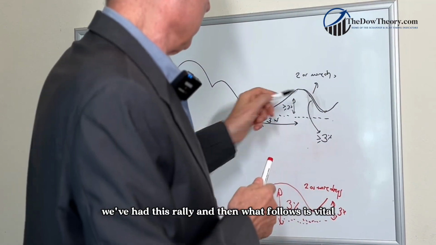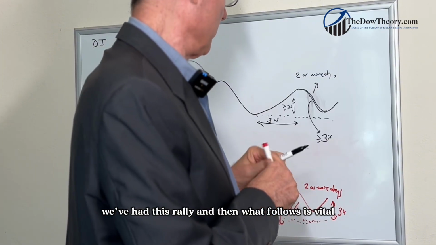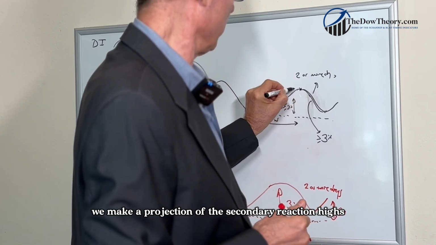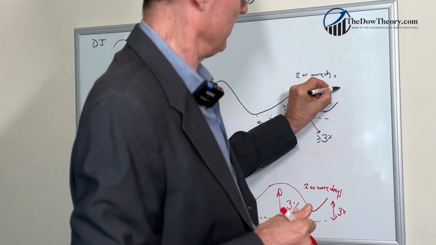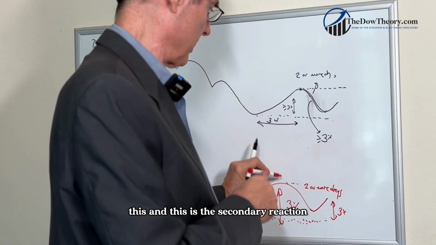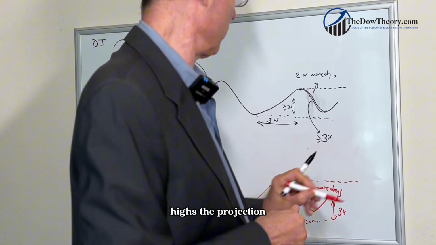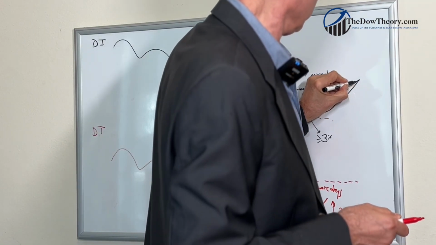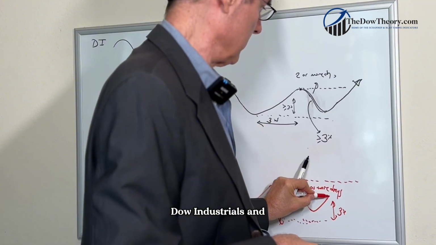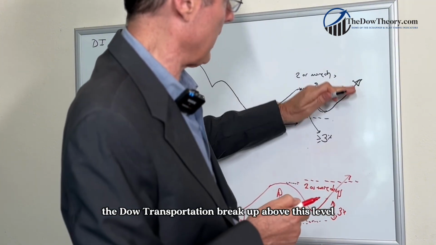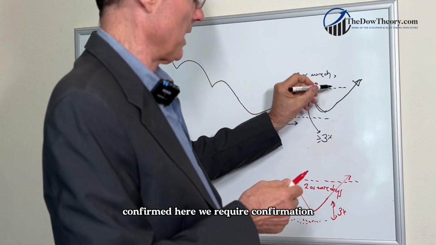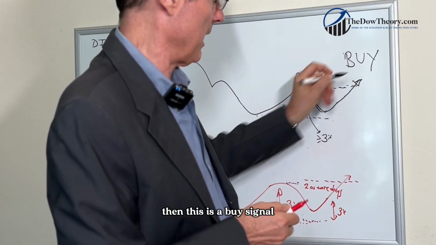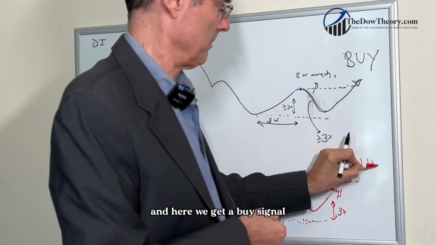So, okay, we've had this rally, and then what follows is vital. Look, we've had this rally, and then we make a projection of the secondary reaction highs, this is the secondary reaction highs, the projection. And if after this brief pullback, the Dow Industrials and the Dow Transportation break up above this level, confirm, here we require confirmation, then this is a buy signal. And here we get a buy signal.